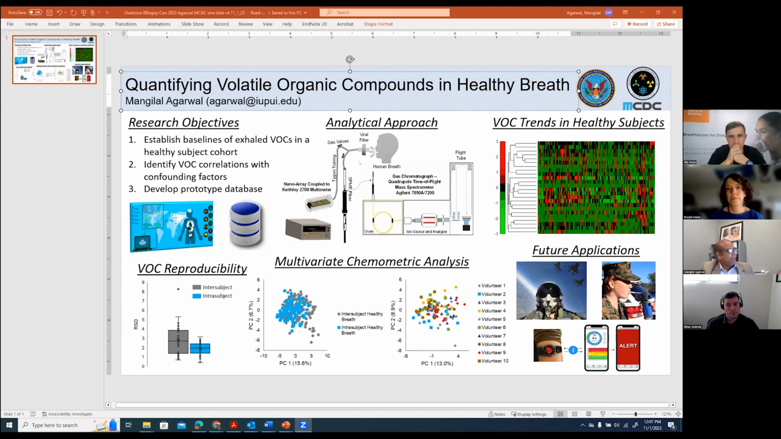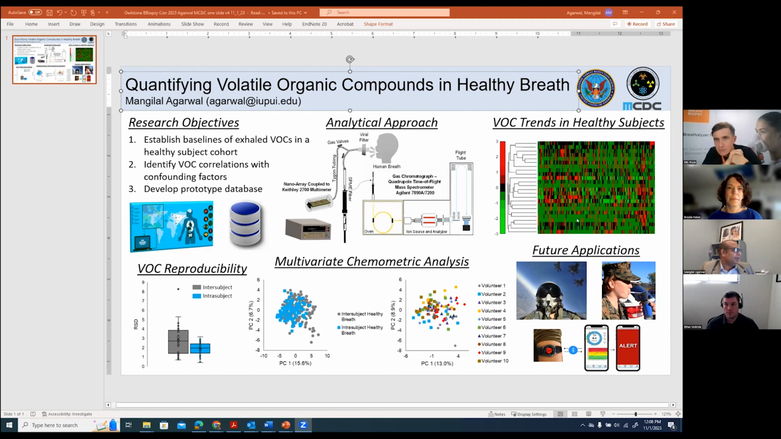So our setup is very simple. We collect direct breath, expose it to SPME fiber, including the nanosensor array, and then the SPME fiber is run through GCMS, and we get the chromatograph and mass spectral data, and we then identify the VOCs that are present across.